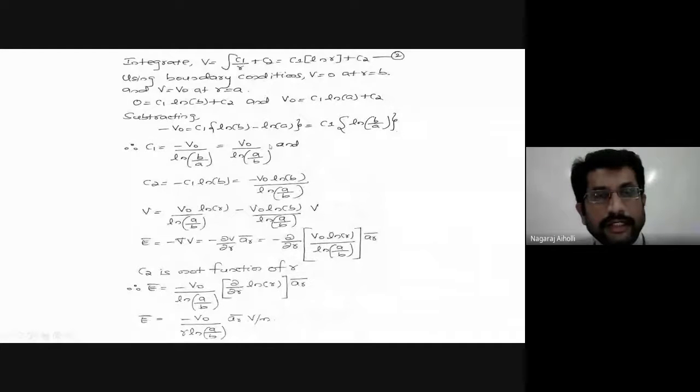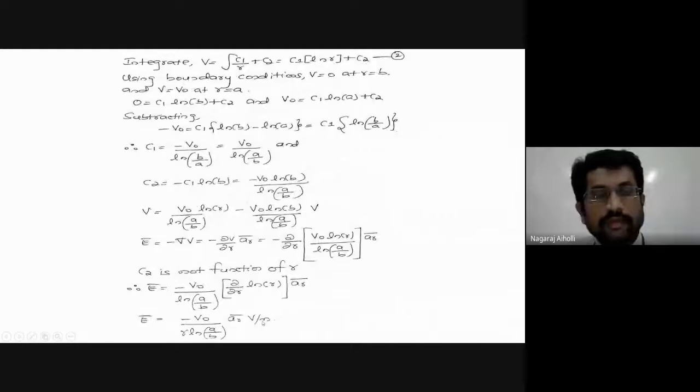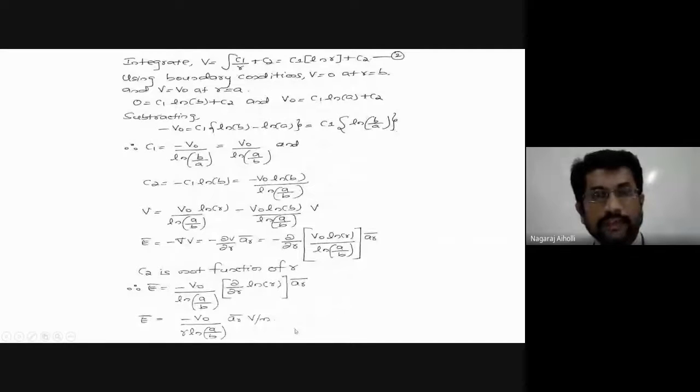Again, we are reintegrating the above equation, ∂V/∂r equal to C1 by r, to get the equation in terms of V. If we integrate this equation 1, we get V is equal to integration of C1 by r plus another constant, because we are integrating it again, plus C2. Now, C1 is constant, integration of 1 by r is ln r, so C1 ln r plus C2. Take it as equation 2.